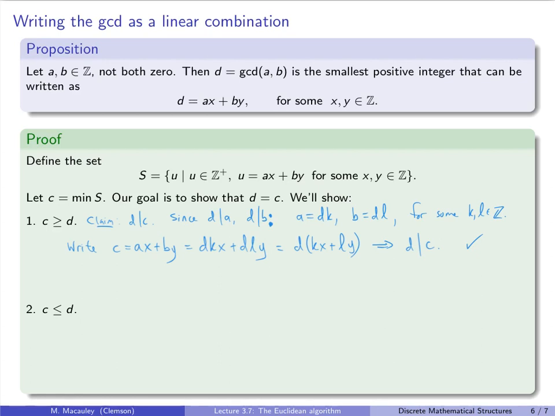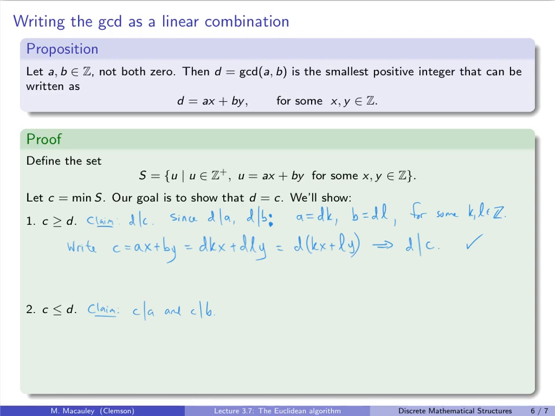Okay, let's do the second now. How do you think we're going to prove that c is less than or equal to d? What about this? D is a common divisor of a and b. It's the greatest common divisor. So if we can show that c, remember, is the minimum element of this set, also divides a and b, then by definition it must be less than or equal to d, the greatest common divisor. Let me write that down. So I claim that c divides a and c divides b. And this time I don't think I actually need to write out that a is c times k and b is c times l. I could, but I don't think I need to.